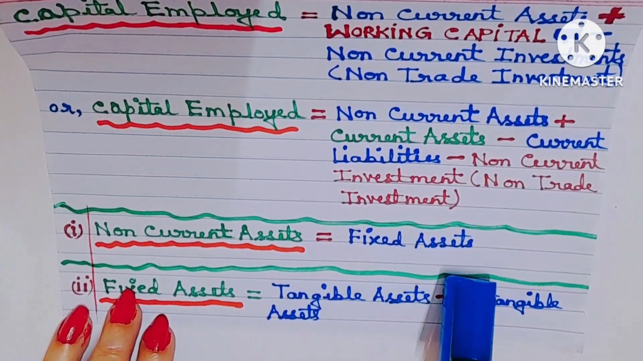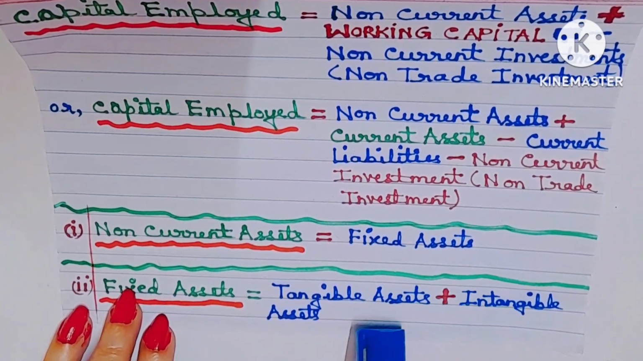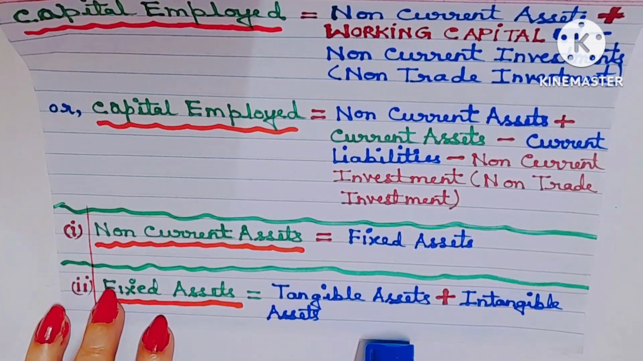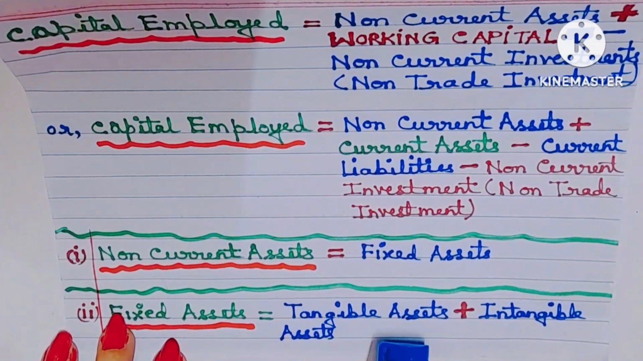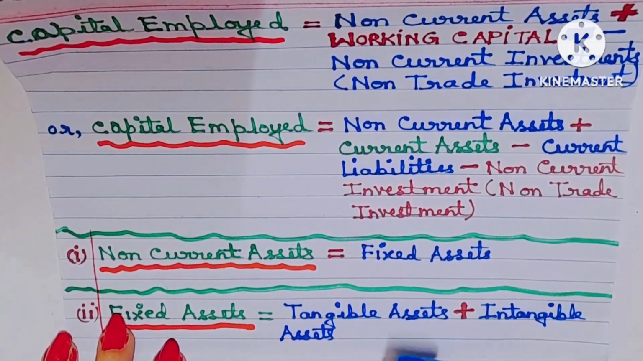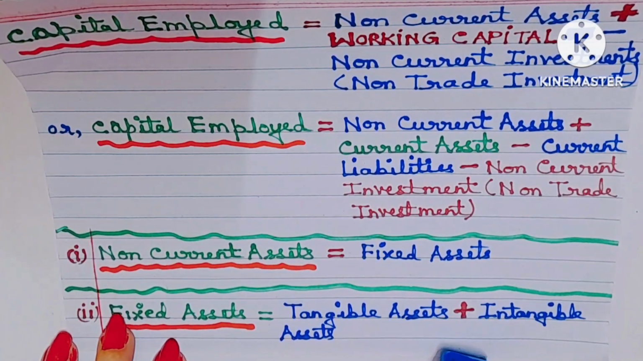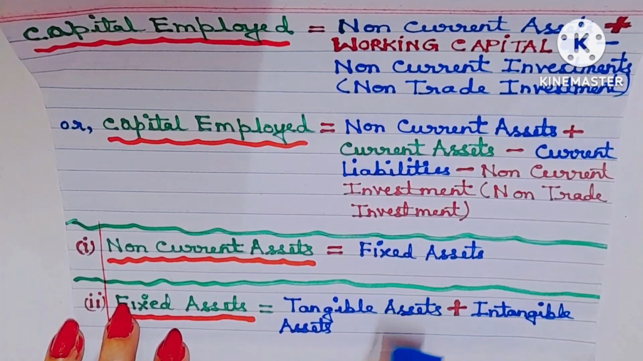Fixed assets are classified into two categories: tangible assets plus intangible assets. So fixed assets is equal to tangible assets plus intangible assets. Tangible assets are physical items, companies own assets that last for a long time and benefit the company for a long time. That is land, building, plant and machinery, equipment. Please remember, tangible assets have physical existence.